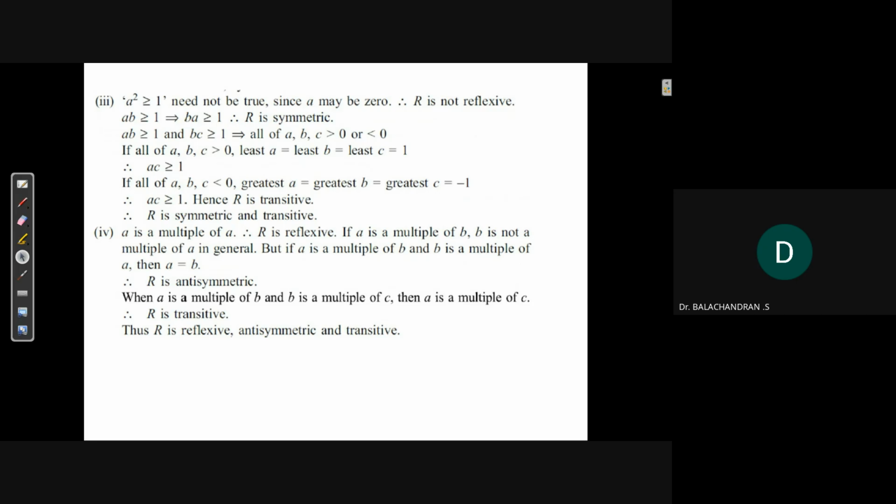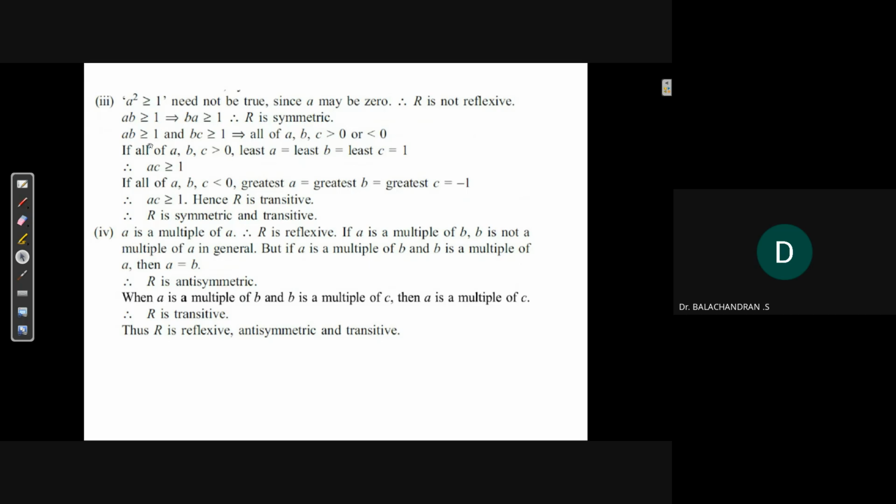Okay, here the set is what? Set of all integers. So that's why a² ≥ a need not be true, since a may be 0. So therefore R is not reflexive. Next, a is related to b. That means ab ≥ 1. ab ≥ 1 implies ba ≥ 1, and hence R is symmetric.